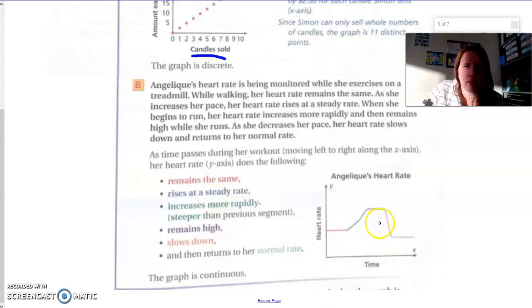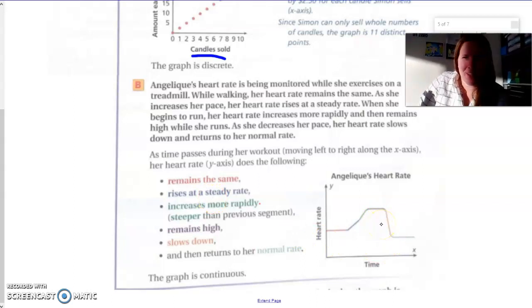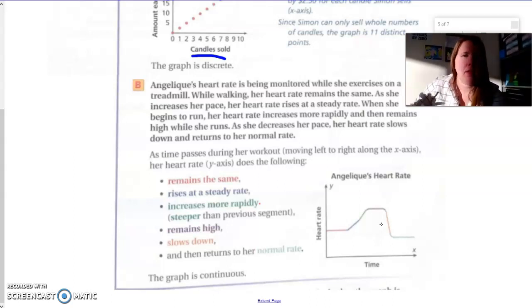So this would be considered a continuous graph because guess what? Your heart rate's not going to stop unless obviously there's something wrong. So your heart rate's going to continue whether it's going up or down, and it's not going to be discrete. It's going to be considered continuous because it's not going to stop. It's just going to change directions, or change how fast or how slow it's going. So they're talking about the red is talking about it remains the same. I'm seeing that right here as well as right here. Rises at a steady increase, that's about here.